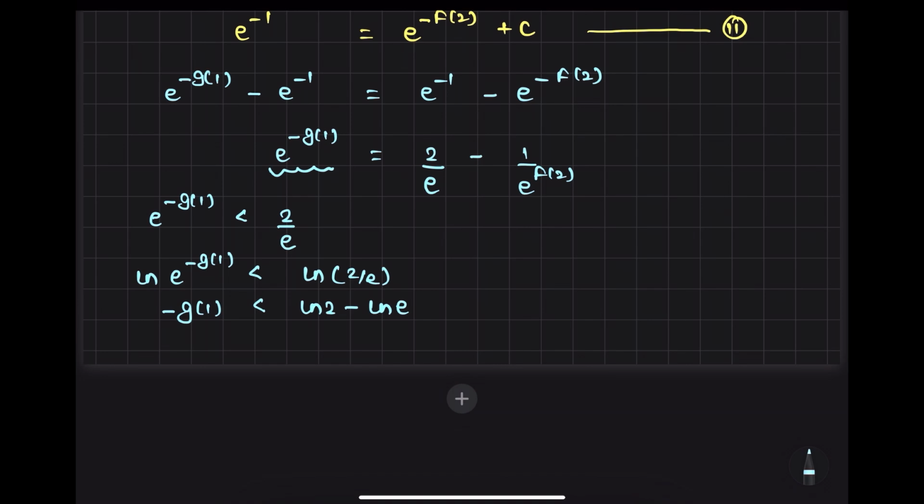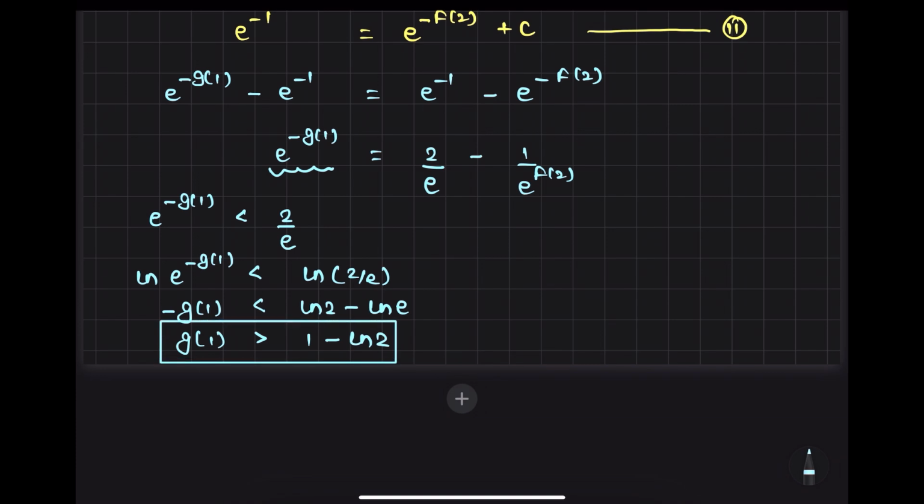Now you know that you are talking about g of 1, so you will multiply by minus. If you multiply by minus, the sign of the inequality will change. So g of 1 will be greater than, you know that you have multiplied by minus 1, so ln e will become 1 minus ln 2. So this is your g of 1. Okay.